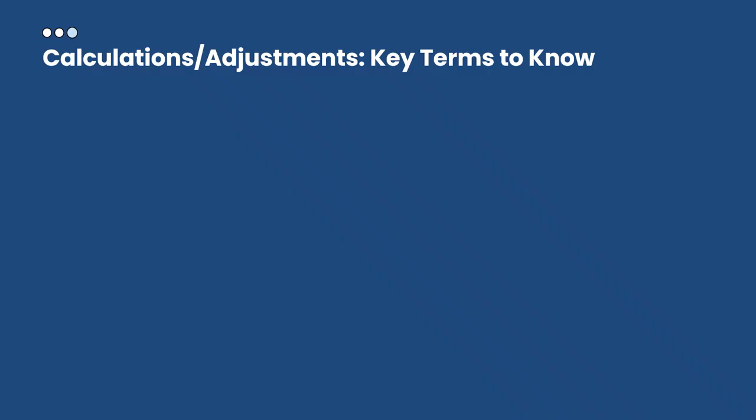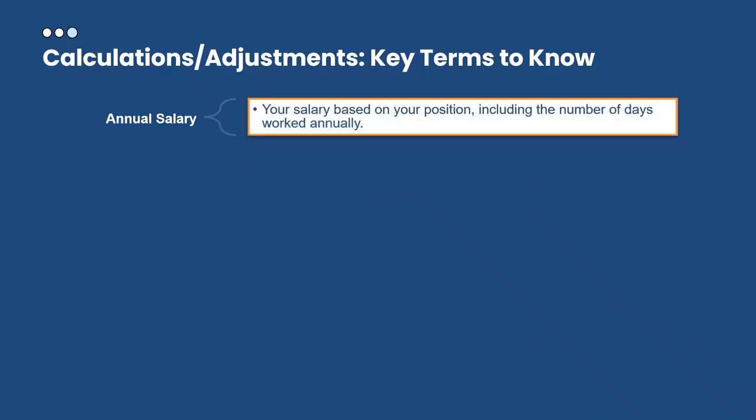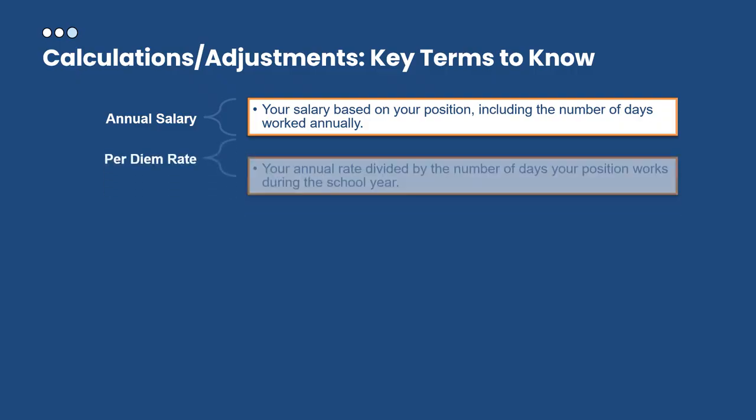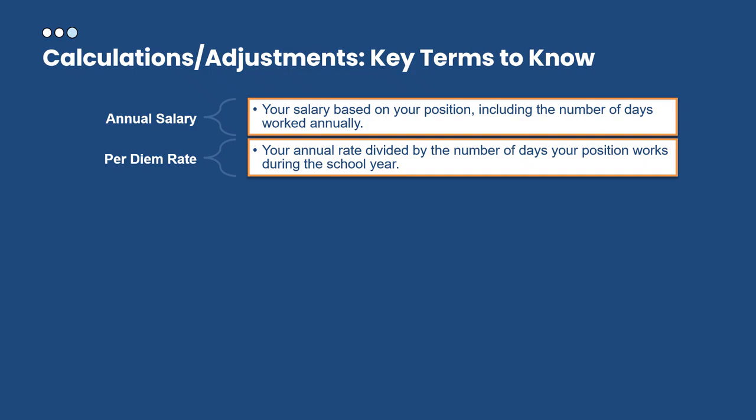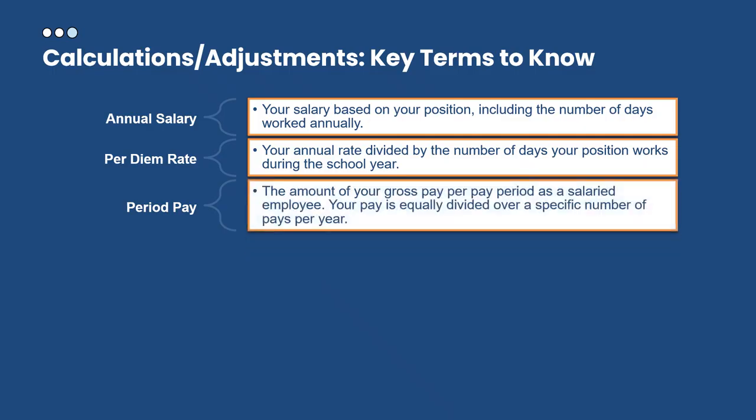The following are key terms you will see throughout the following slides. Your annual salary is your salary based on your position, including the number of days worked annually. Your per diem rate is your annual rate divided by the number of days your position works during the school year. Your period pay is the amount of your gross pay per pay period as a salaried employee. Your pay is equally divided over a specific number of pays per year.